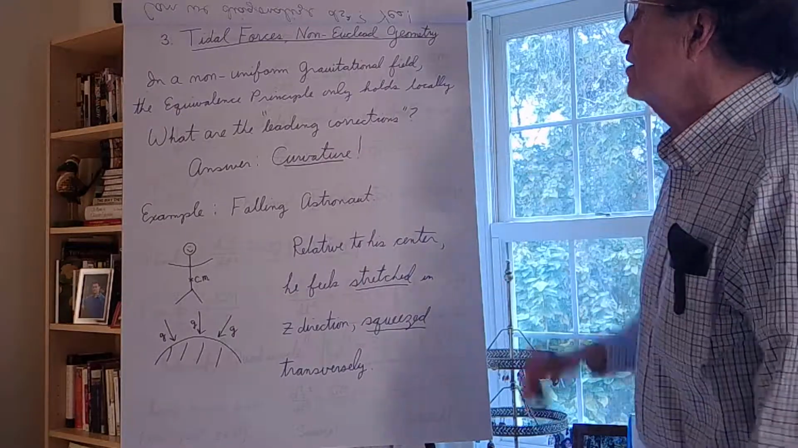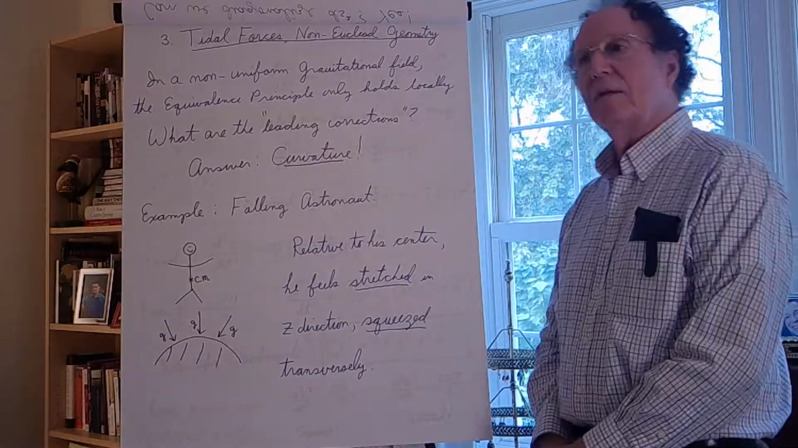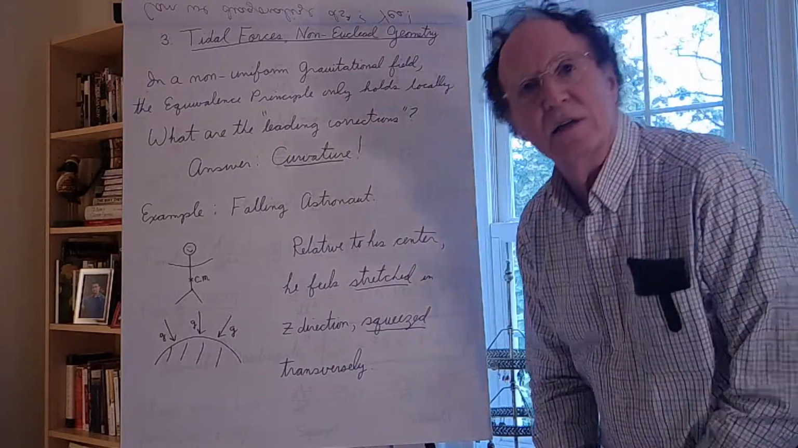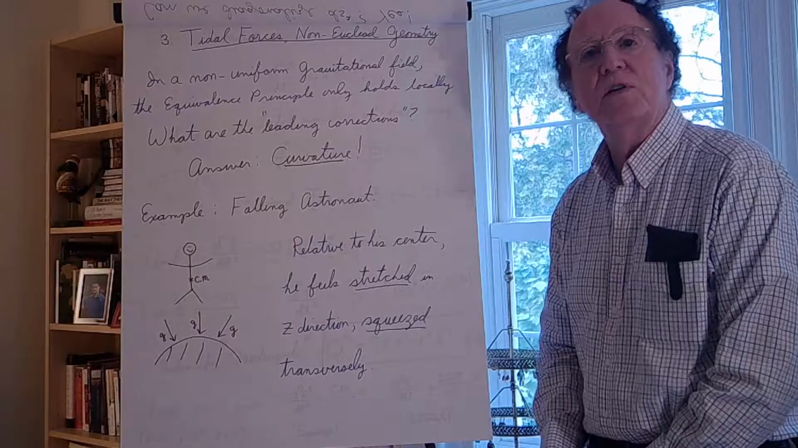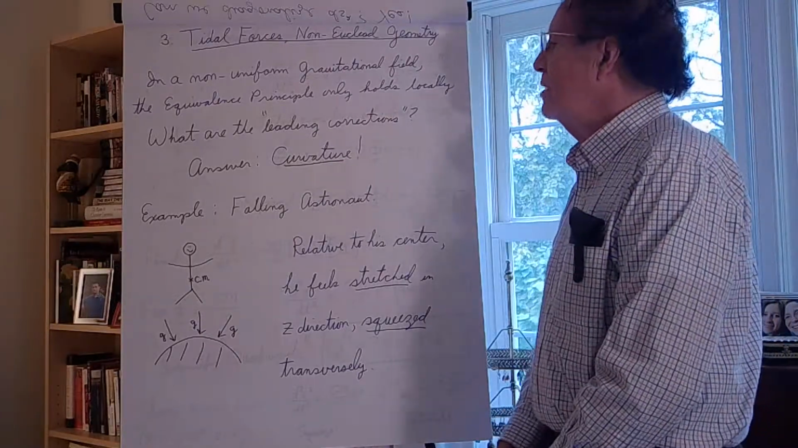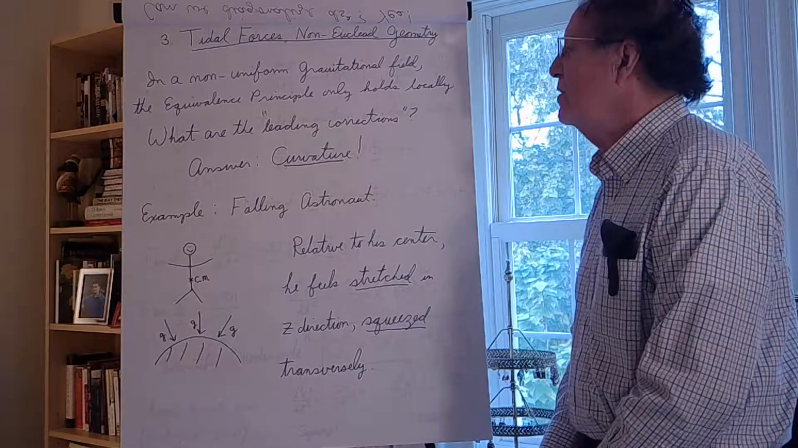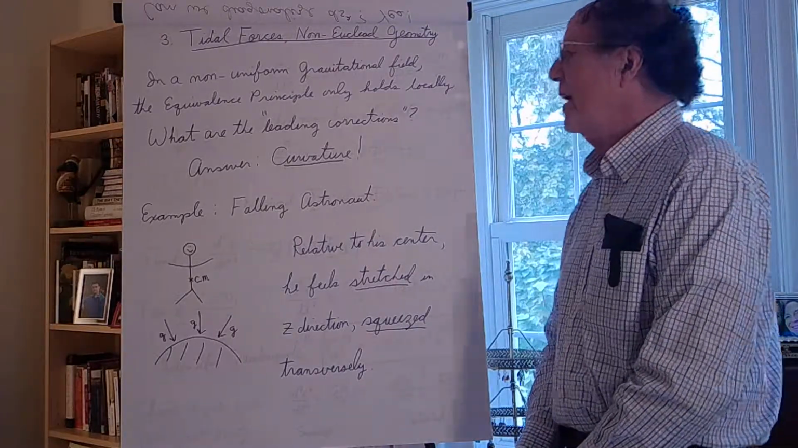Okay, so for a non-uniform gravitational field, the equivalence principle holds only locally. We want to ask ourselves, what are the leading corrections? Are they interesting, or is it just stuff? It's not just stuff, it's curvature. This is where the first corrections to the equivalence principle are, in fact, the components of the Riemann curvature tensor, and that's what we want to find out about.